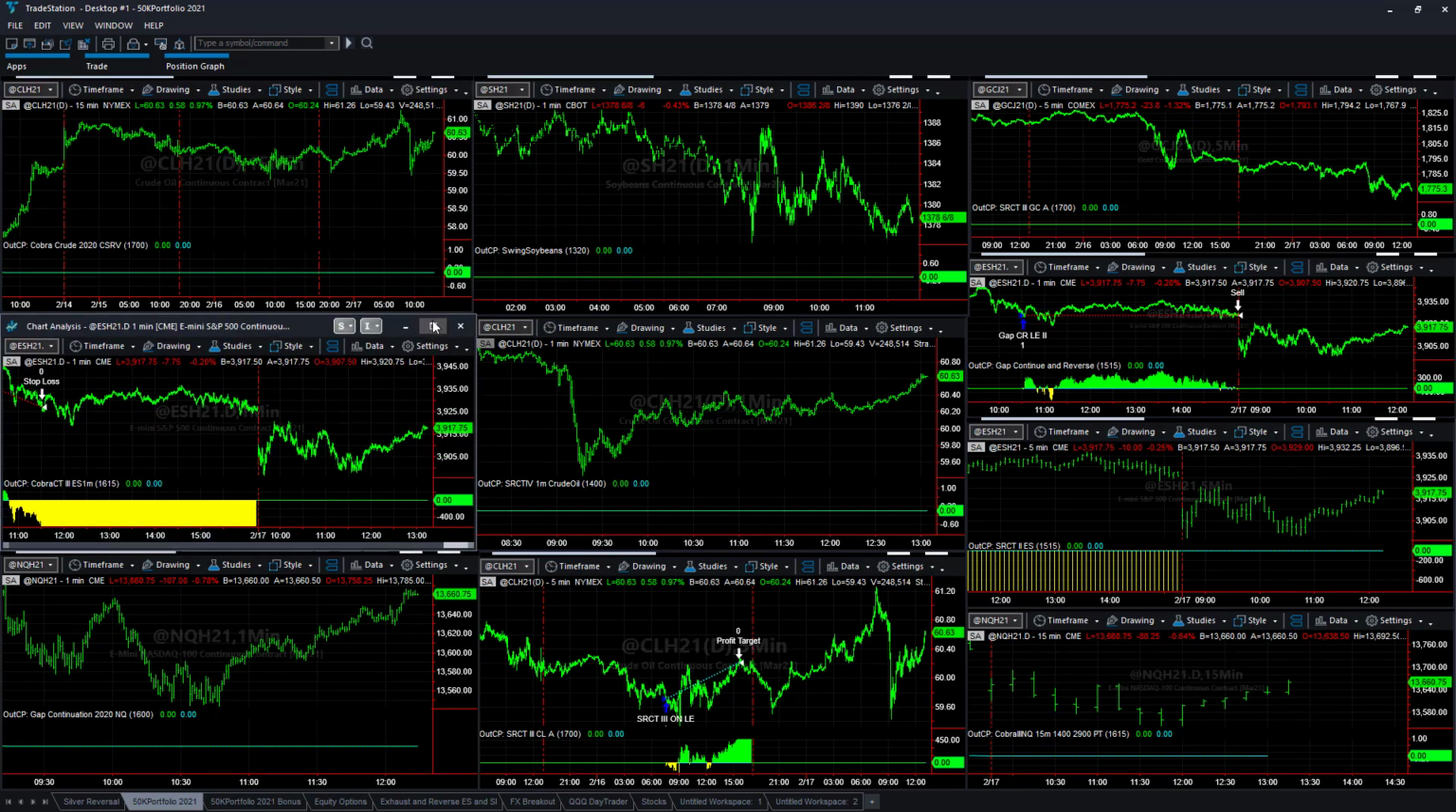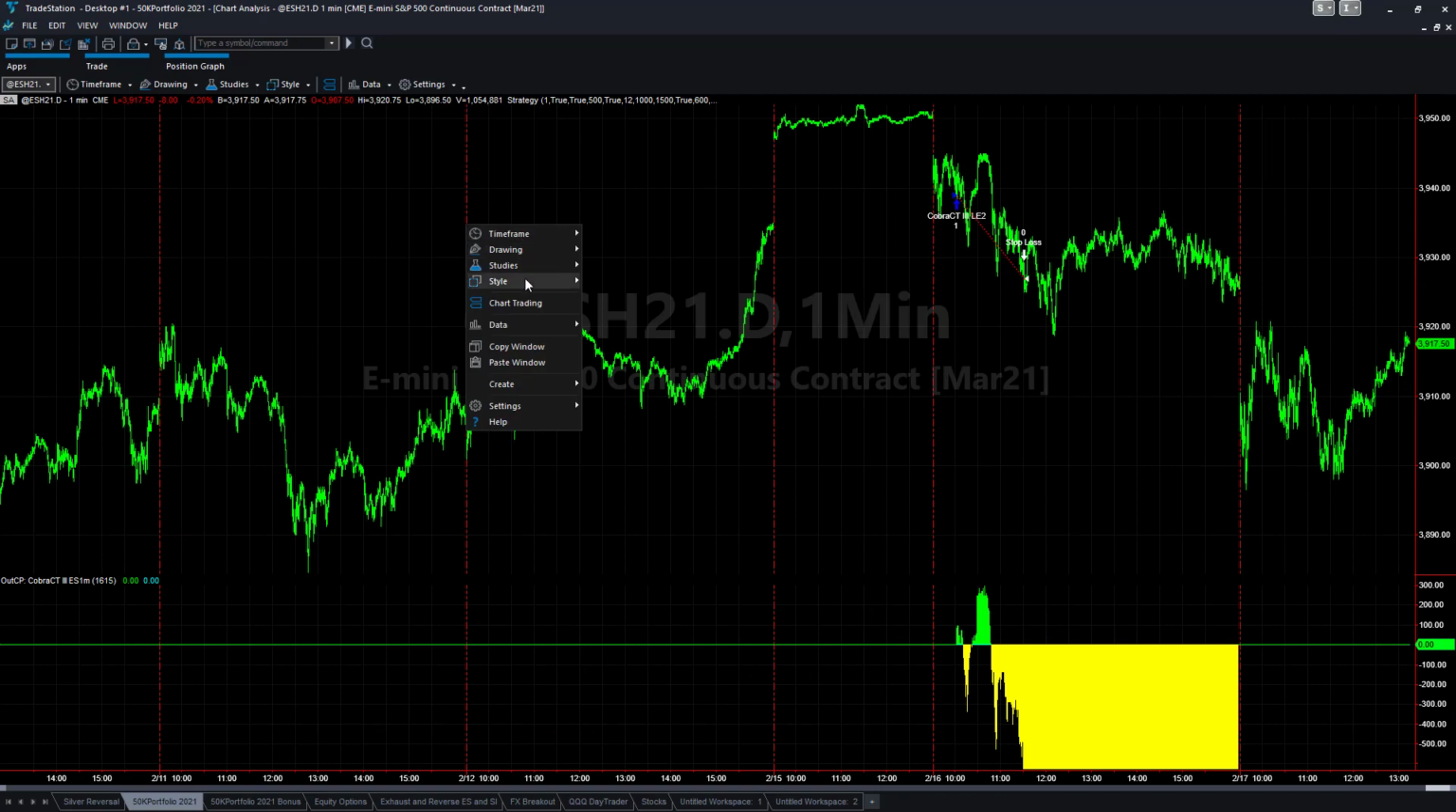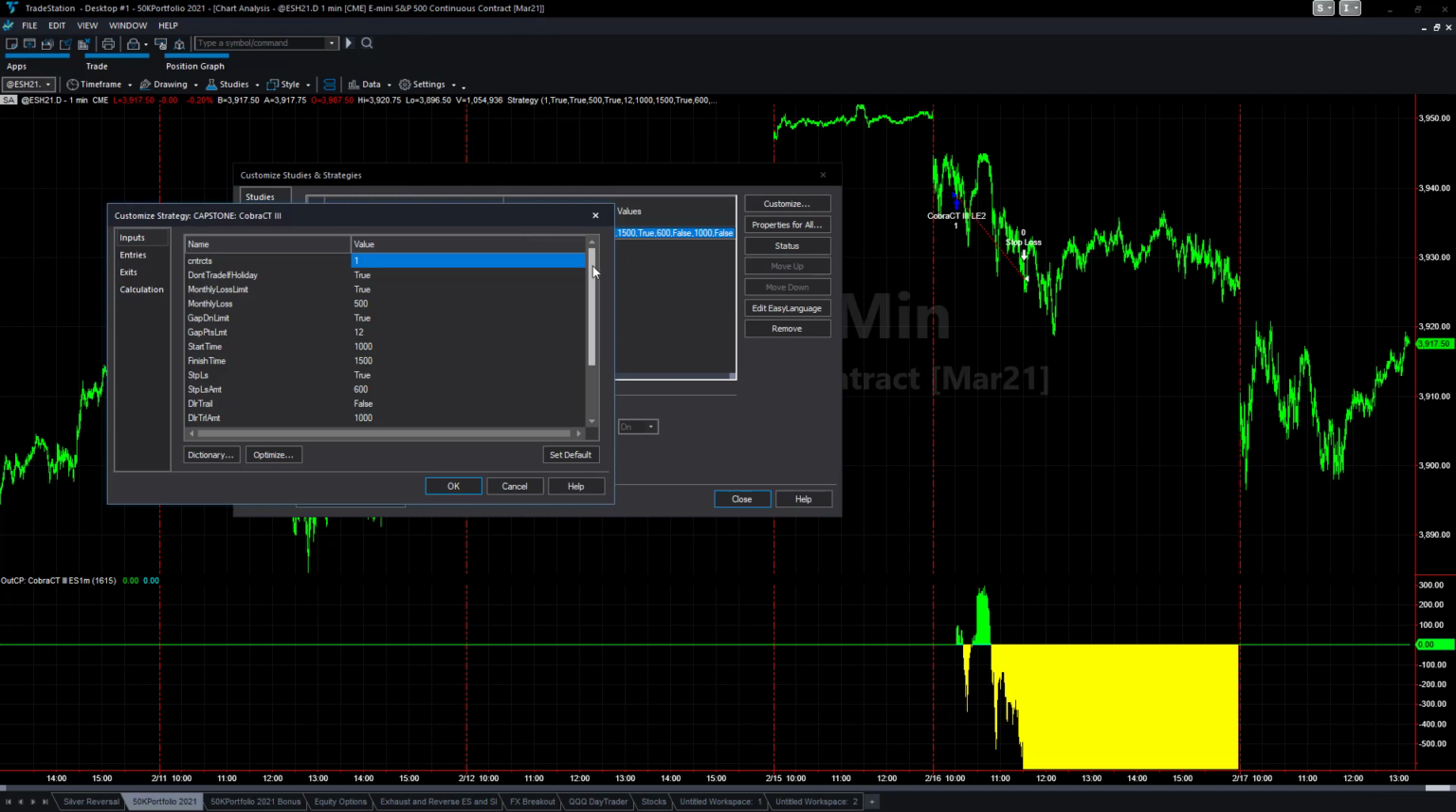Cobra CT3, we're going to right-click Studies, Edit Strategies. This is a strategy that enters trades at 10 a.m. Eastern Standard Time. This one is on local time because it uses market internals, and my local time is set to Eastern Standard Time. So depending on your computer's clock, this needs to be adjusted for your difference from Eastern Standard Time. So if you were on Central Standard Time, this would be 9. If you were on Pacific Coast, it would be 7.